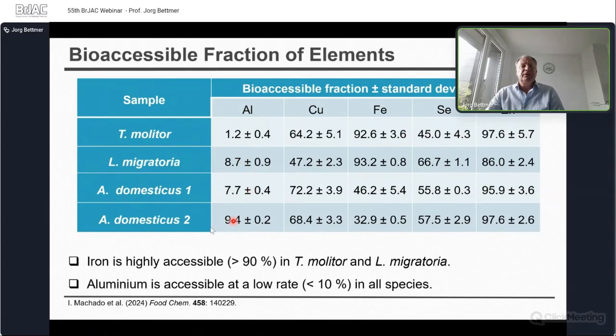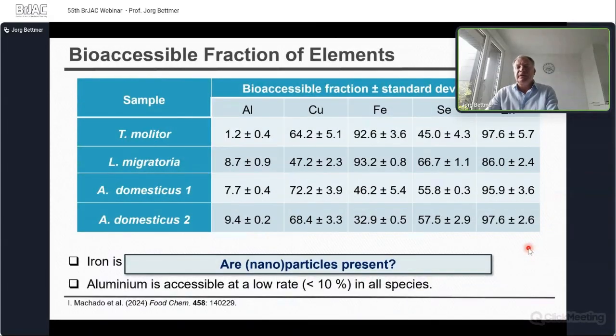relatively low. So what we observe, as a conclusion, because we were basically interested in the elements iron and aluminium, is that iron is very highly accessible, at least in these 2 insects, and aluminium is at a relatively low rate. And we wanted to know whether particles are involved.